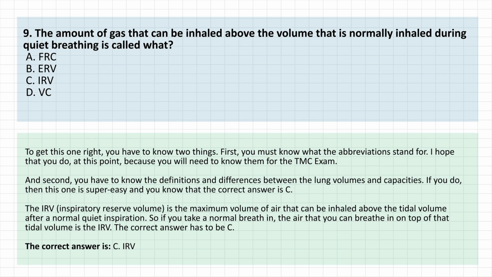The IRV, or inspiratory reserve volume, is the maximum volume of air that can be inhaled above the tidal volume after a normal, quiet inspiration. So, if you take a normal breath in, the air that you can breathe in on top of that tidal volume is the IRV. So that means we know that the correct answer has to be C, IRV.